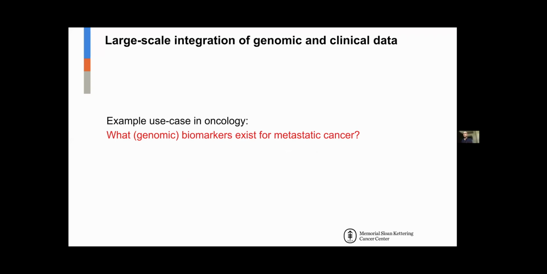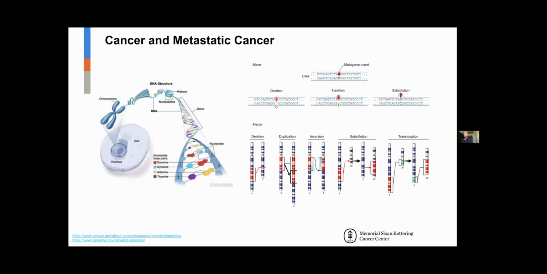Okay, so again, the talk was large-scale integration of genomic and clinical data. So let's talk about a use case. And this is: what genomic biomarkers exist for metastatic cancer? And I think others have gone through this before. I'll just go over it quickly.